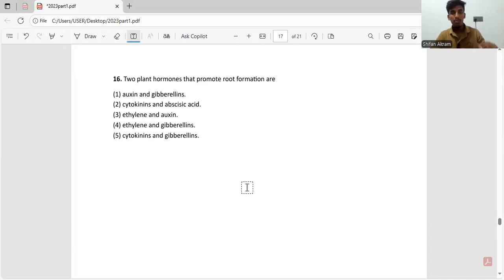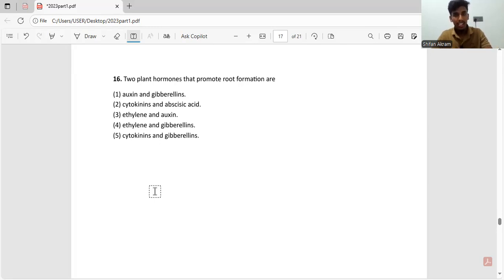Two plant hormones that promote root formation. Okay, first we have auxin. Yes, auxin is one of the main hormones that causes root formation, which is correct. But gibberellins are usually involved in stem elongation and seed germination. For that reason, we can eliminate the first answer.